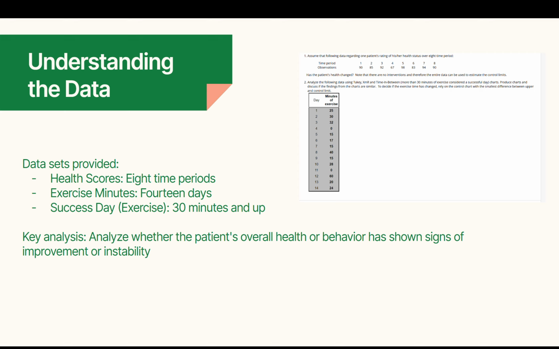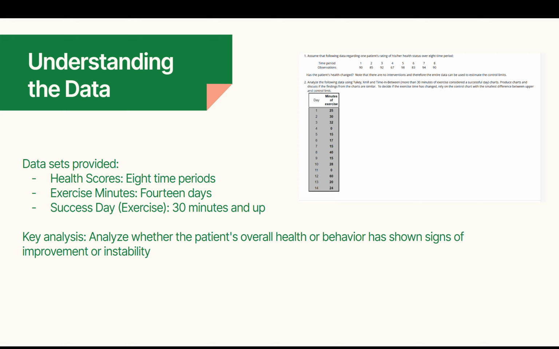So first we have to understand the data. The assignment provided us with 2 types of data that we'll explore from both a clinical and behavioral perspective. The first is the patient's self-rated health scores over 8 distinct time periods. These scores help us detect possible shifts or outliers in perceived health. The second data set tracks daily minutes of exercise over a 14-day period. For this, we'll define a successful day as any day with 30 or more minutes of exercise.